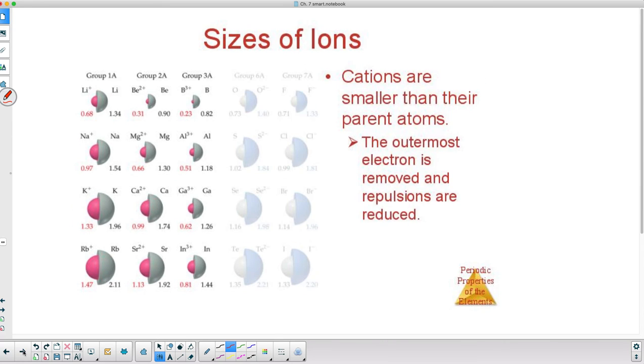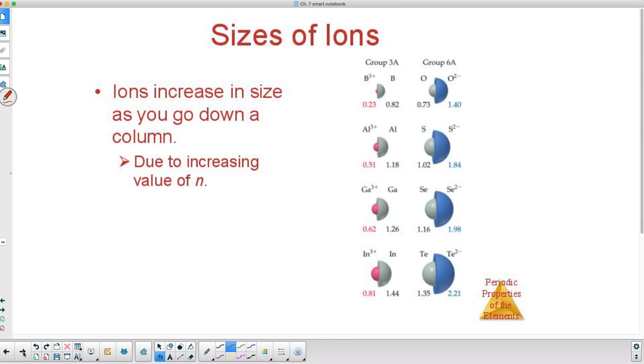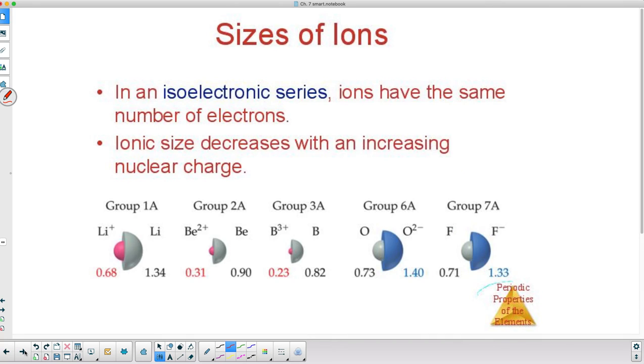So I'm going to keep going through here. Size of the atoms. This says exactly what I just said. So cations are smaller than parent atoms. Outermost electrons are removed and repulsions are reduced. Anions are larger than their parent ions. Electrons are added and repulsions are increased. That's exactly what I said. And size of the ions increases as you go down a column due to increasing value of n, or the major energy level.